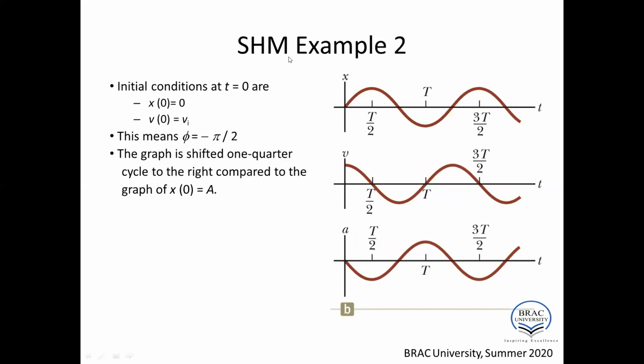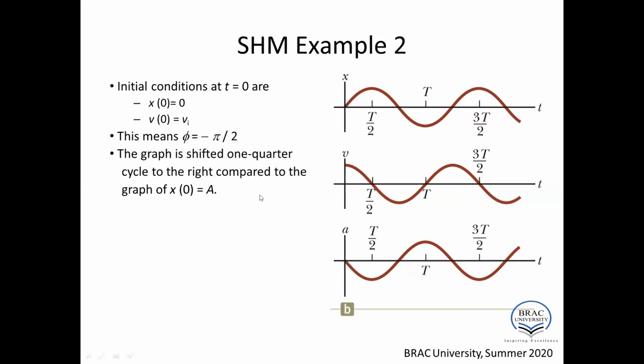Now the second example of simple harmonic motion. Here the difference is that at initial time t equal to 0 seconds, consider the displacement is 0. If the displacement is 0, then there is a particular velocity at t equal to 0 seconds, which is v_i, and that means there is a phase difference phi equal to minus pi by 2, which is minus 90°. The graph is shifted 1/4 cycle to the right compared to the graph of x equal to A cos. So mainly just 1/4 cycle shifted from the previous one.